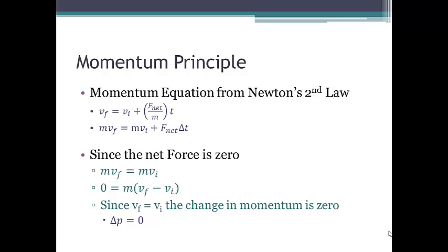But going through with the equation, if we multiply both sides of our initial equation by the mass, we have mass times final velocity equals mass times initial velocity plus net force times change in time.